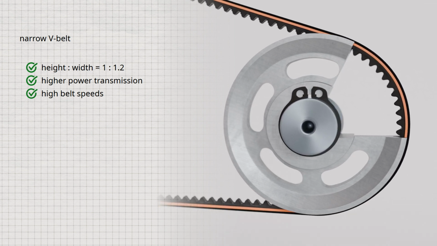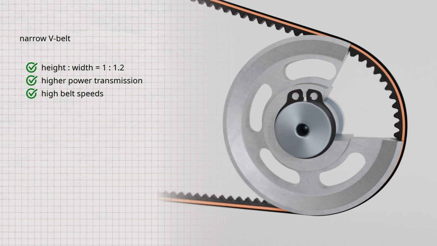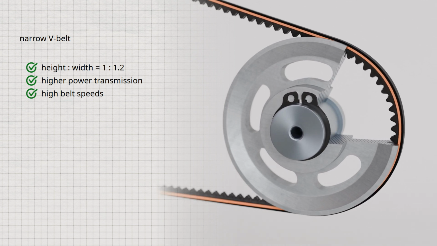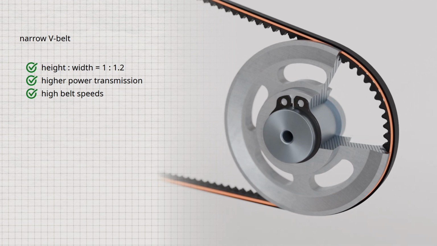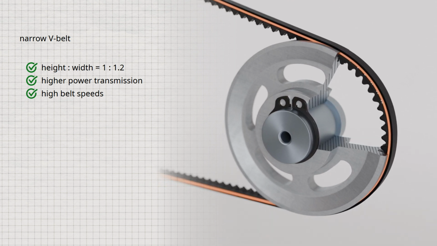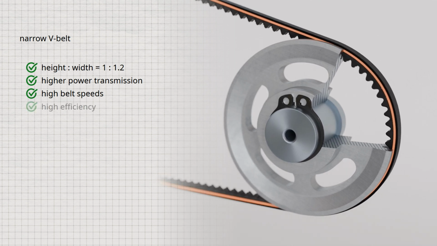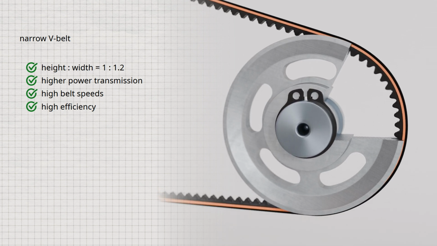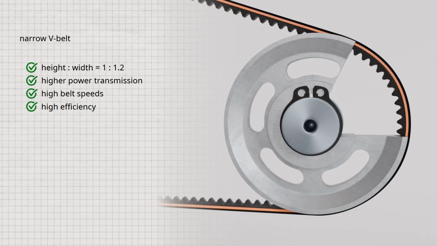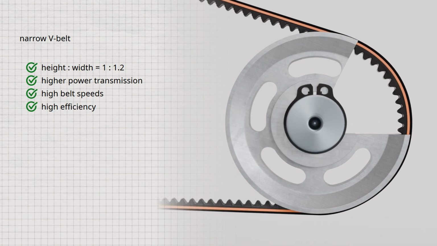The increased power transmission combined with the high flexibility of narrow cogged V-belts results in a relatively space-saving design of such belt drives. In addition, the improved flexibility reduces the energy required to bend the belt as it runs around the pulleys, which increases efficiency compared to conventional V-belts. For this reason, standard V-belts are increasingly being replaced by cogged narrow V-belts.